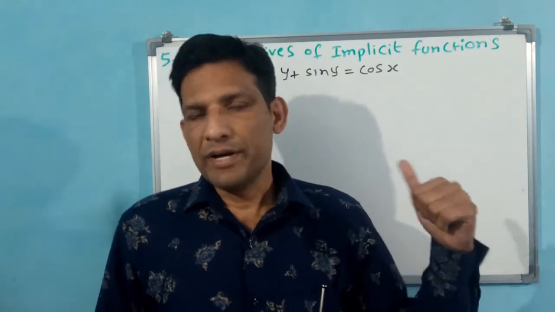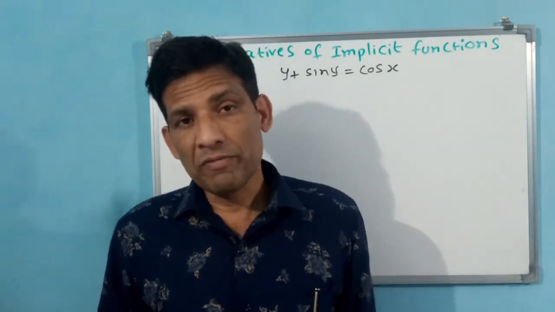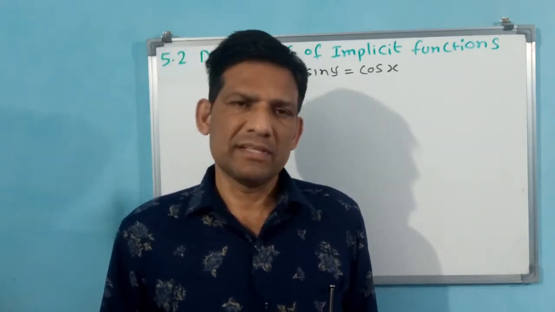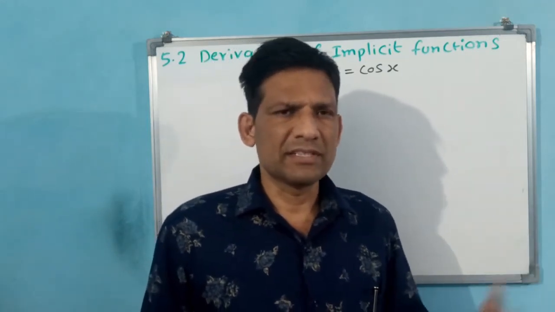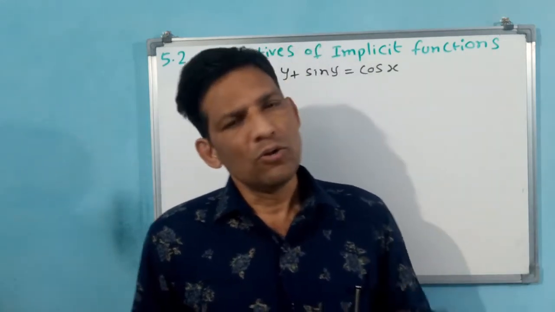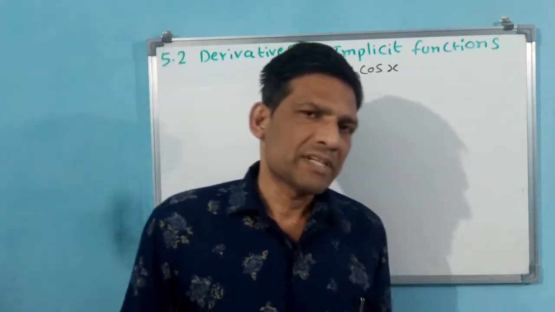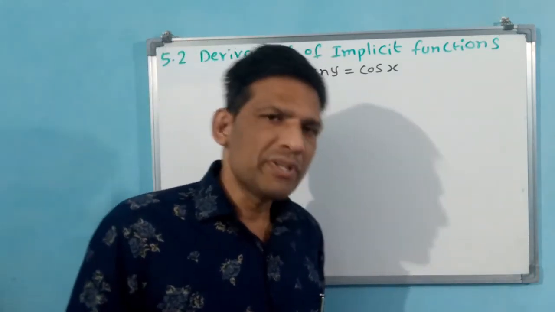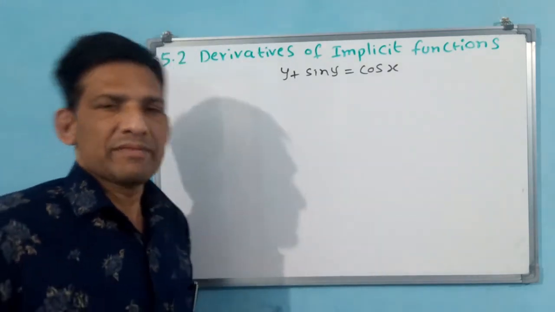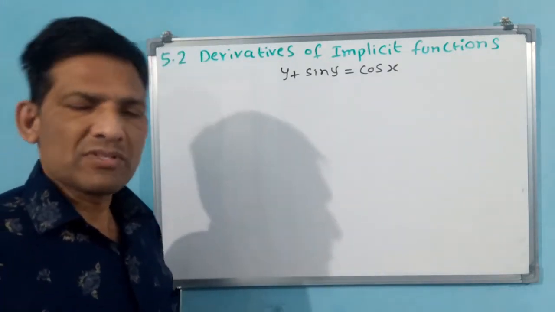That means d by dx of sin x we have seen. Now we are going to see d by dx of sin inverse x, cos inverse x, tan inverse x, all 6. Those are also standards you have to note down. Okay. First, let us see derivatives of implicit functions. What is an implicit function? Implicit function means not explicit.